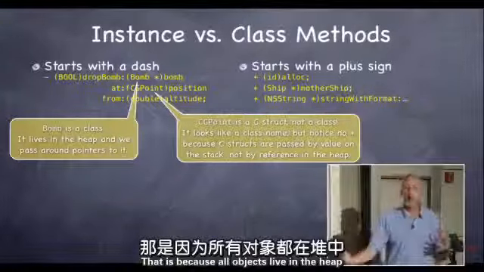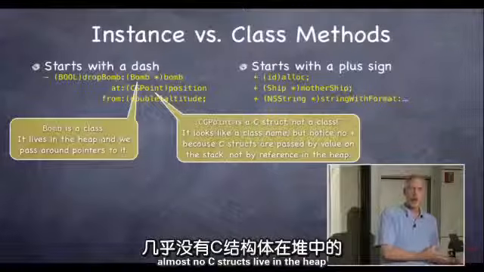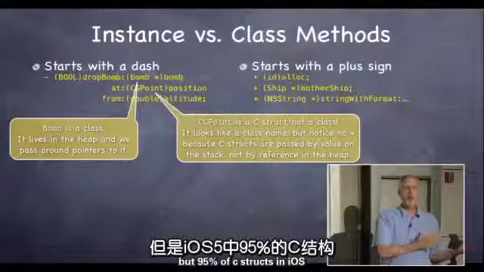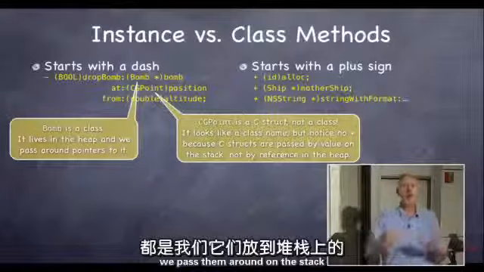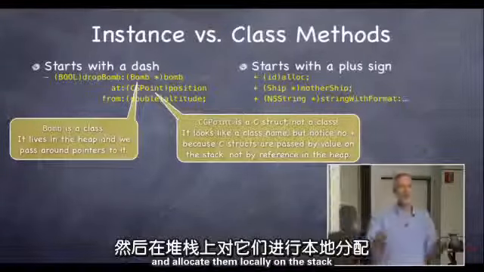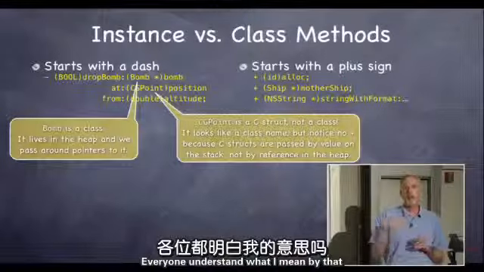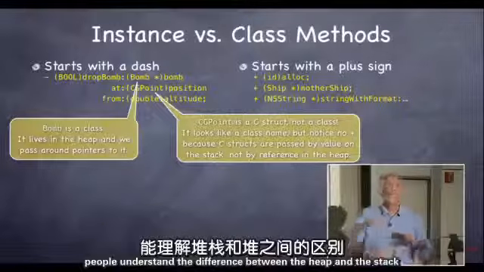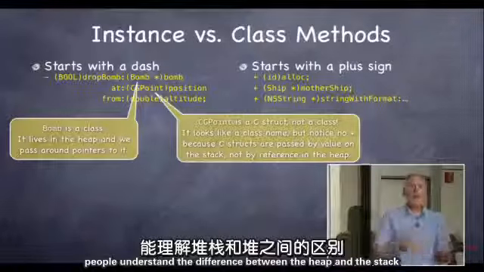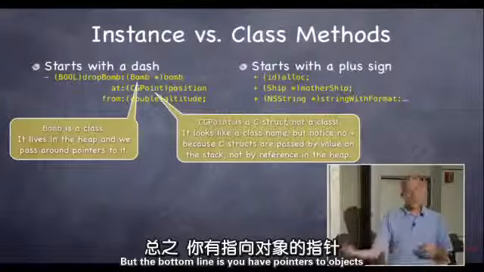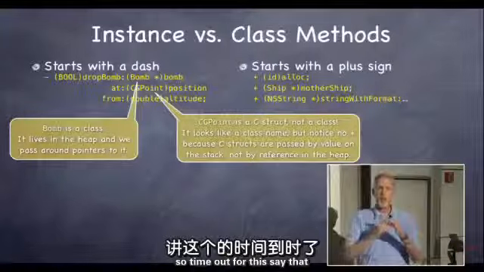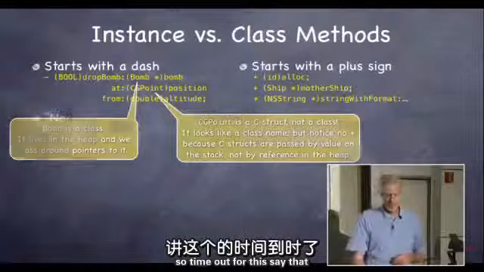That's because all objects live in the heap. Almost no C structs live in the heap. There's some, but 95% of C structs in iOS, we pass them around on the stack and allocate them locally on the stack. Everyone understand what I mean by that? Stack versus heap? Hopefully, computer science people understand the difference between the heap and the stack. But the bottom line is you have pointers to objects. You don't have pointers to C structs usually. Okay, so I'm just taking a time out from this to say that.